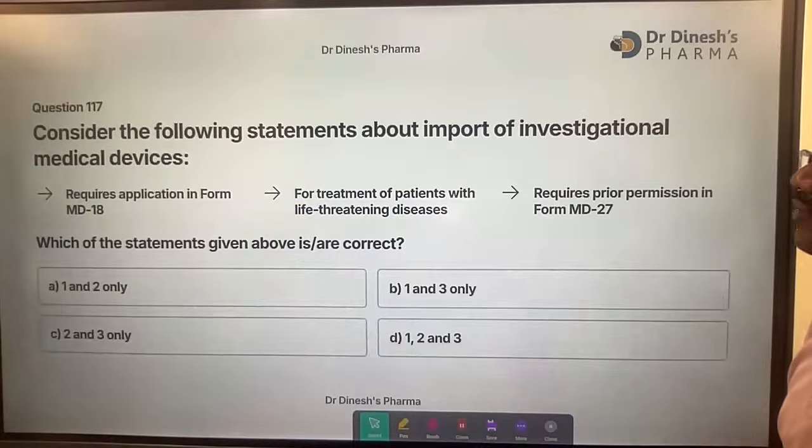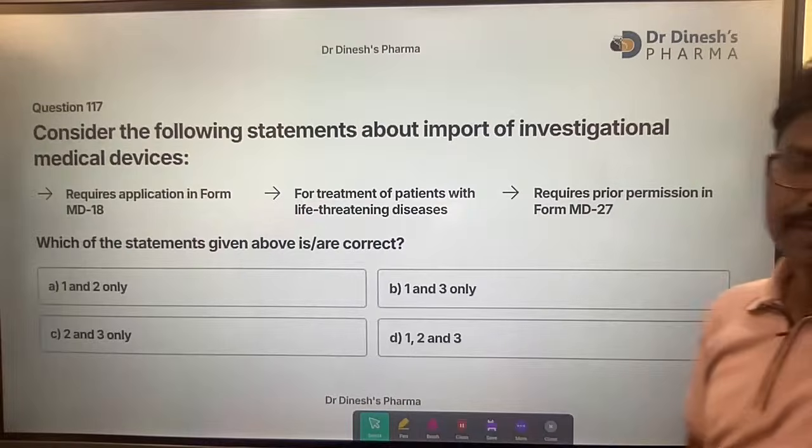Okay, consider the following statements about import of investigational medical devices. Statement 1 requires application in form MD18 for treatment of patients with life-threatening diseases, and statement 2 requires prior permission in form MD27. Import of investigational medical device. So which statement is correct? 1 2, 1 3, 2 3, 1 2 3. Yeah, answer please.